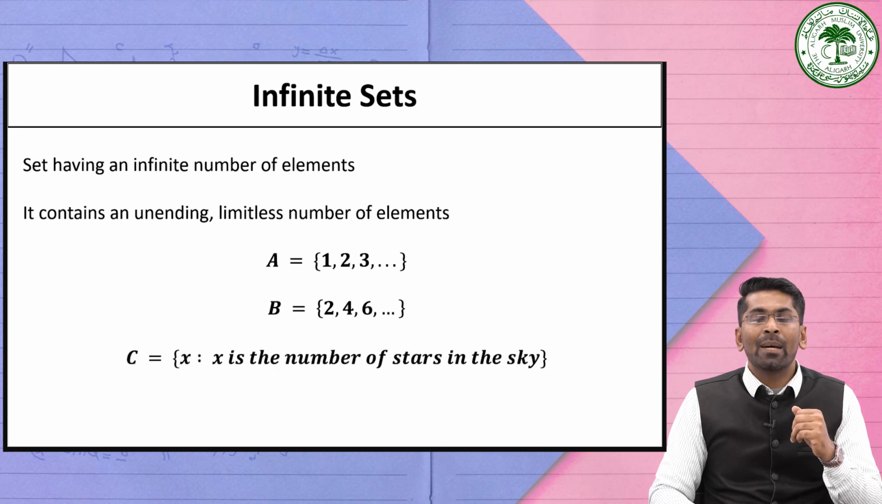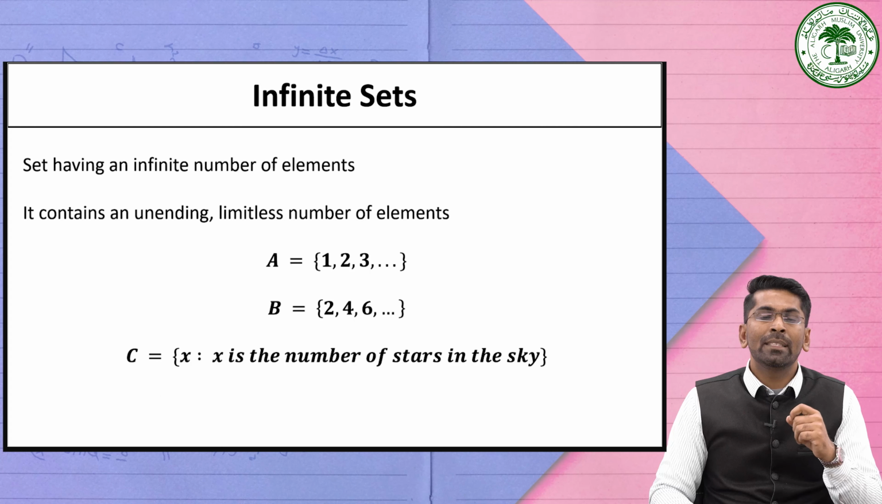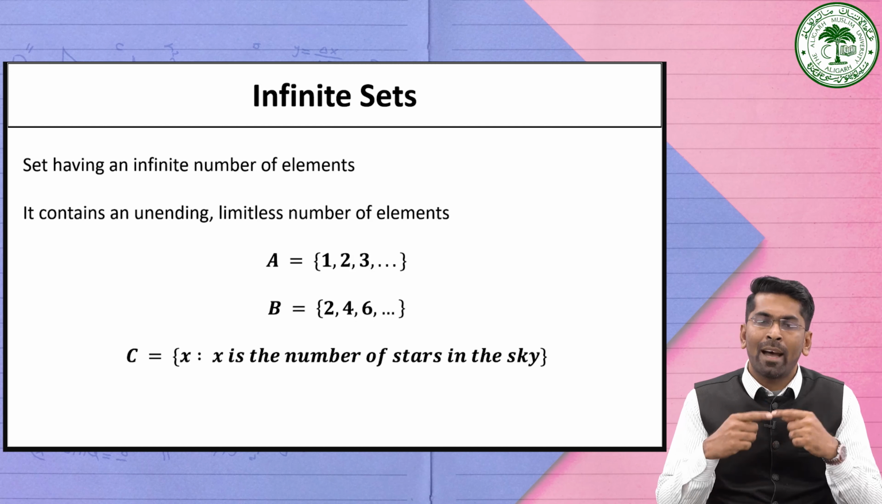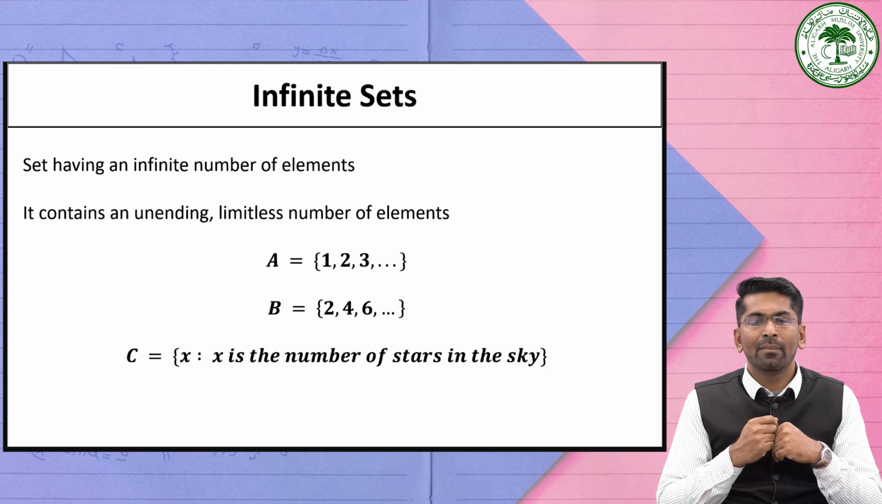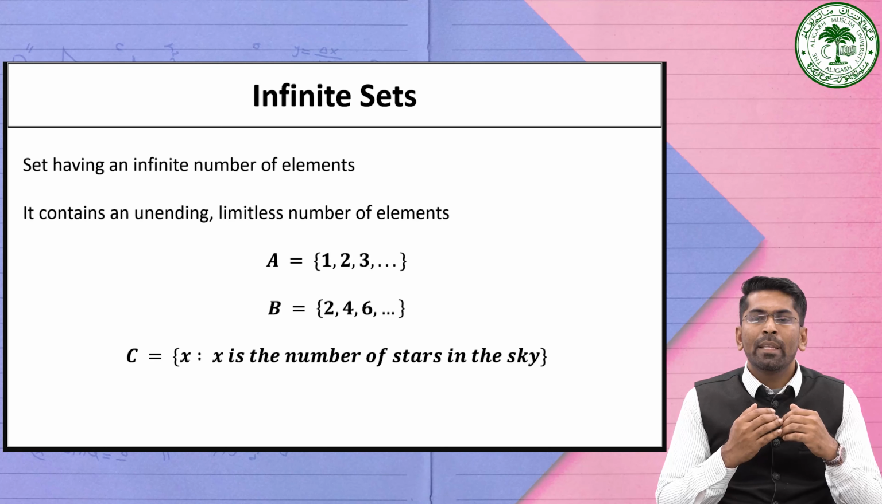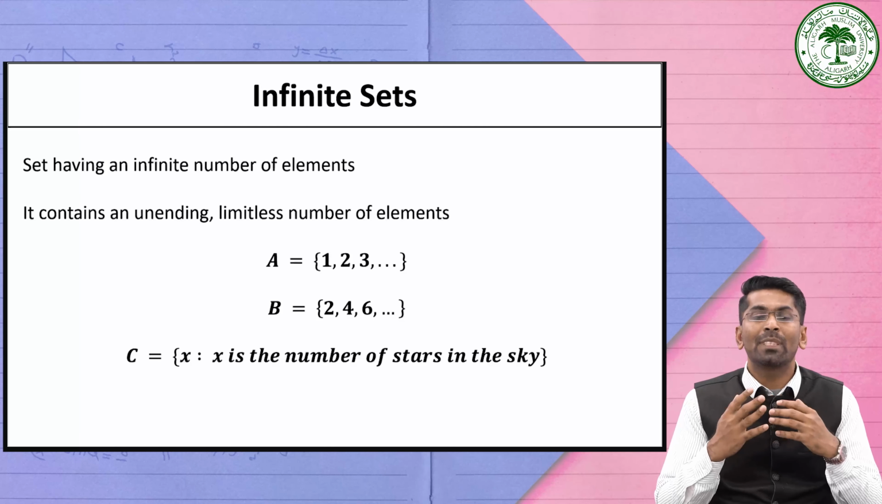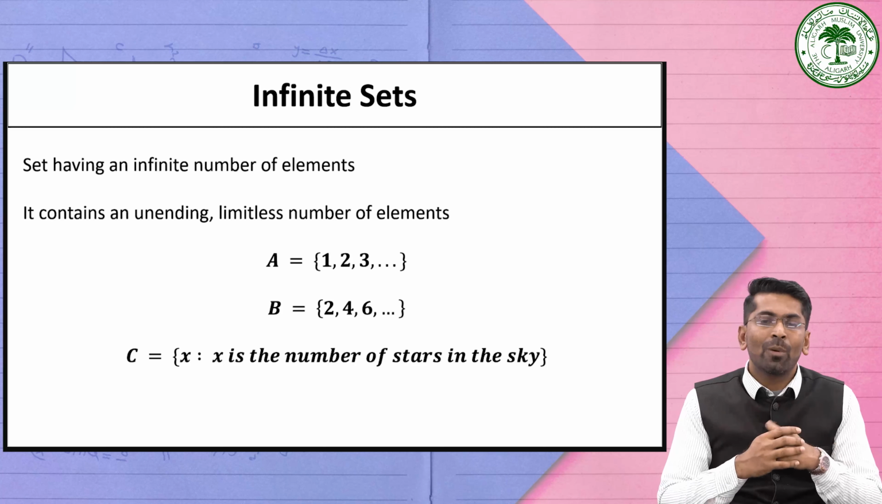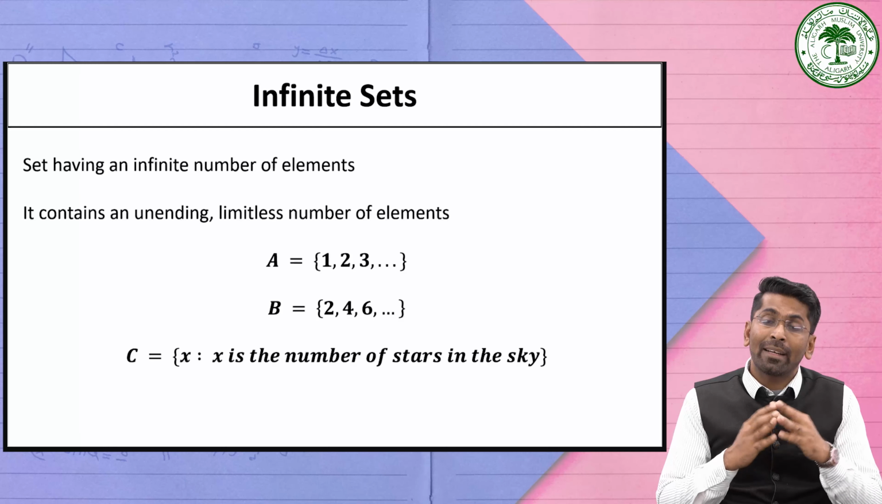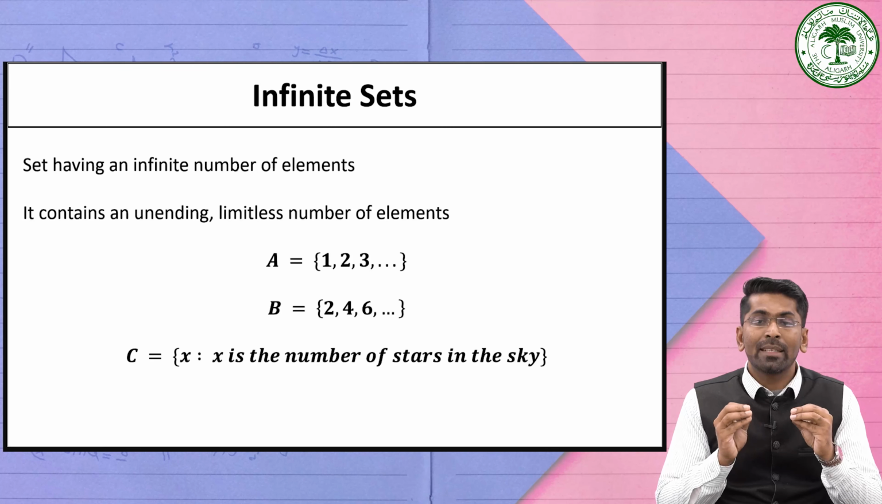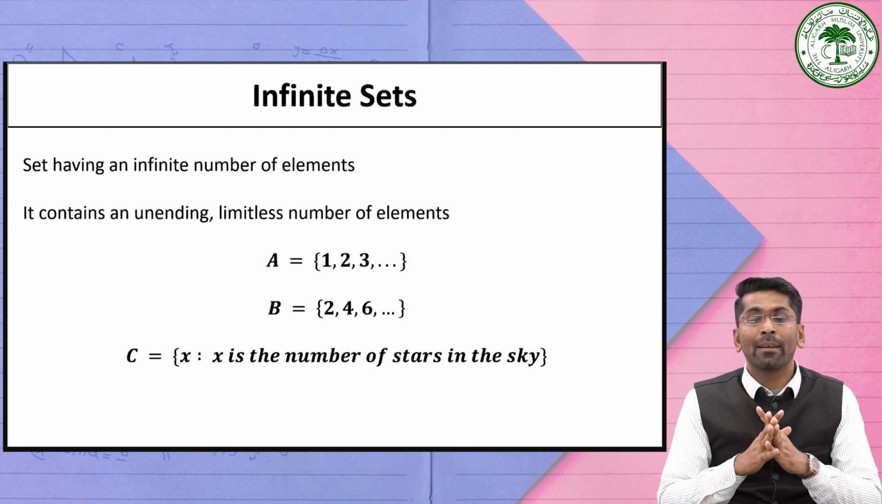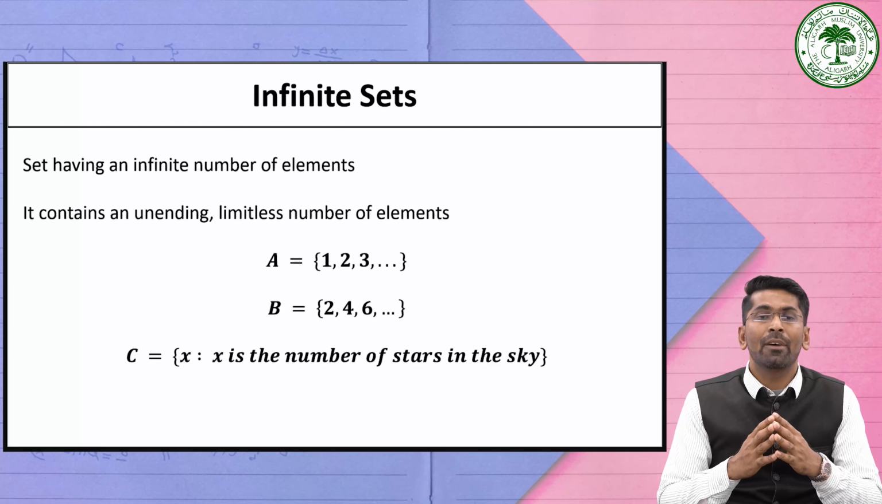Let us consider another example. Set C is the set of all elements x such that x is a star in the sky. This set refers to the count of stars in the sky. Since the number of stars in the sky is practically limitless, this set is also considered an infinite set. Thus, infinite sets are characterized in that their elements cannot be counted in a finite manner and continue indefinitely.